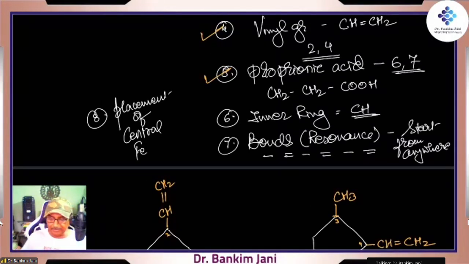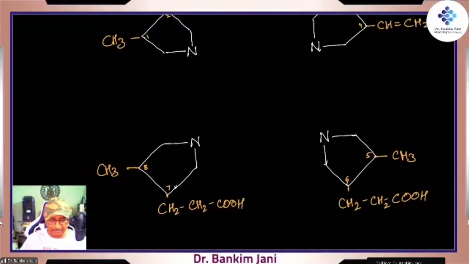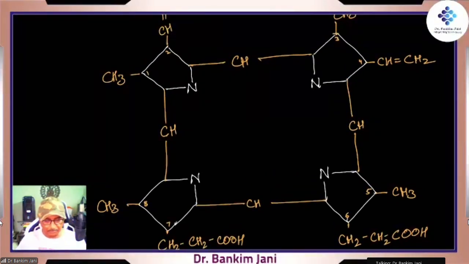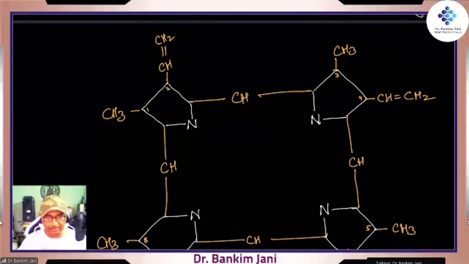Right? Our next step is that the inner ring is to be completed. So the inner ring is to be connected. So we drew the inner ring. So here it is CH, right? Then inner ring CH, this one CH, this one CH. Now it's forming the structure.